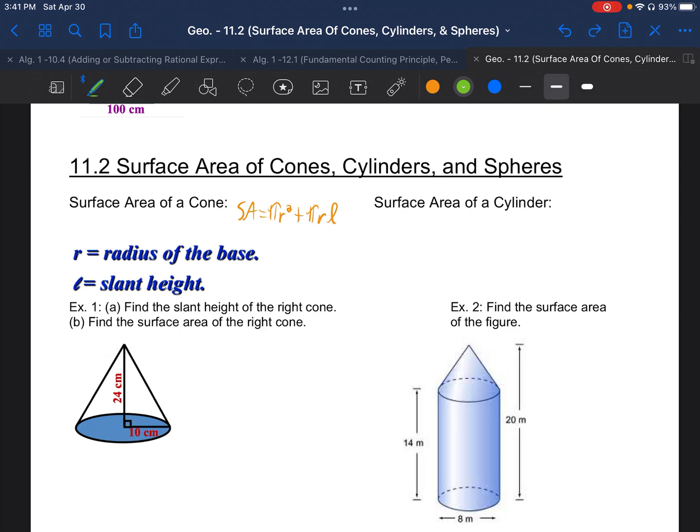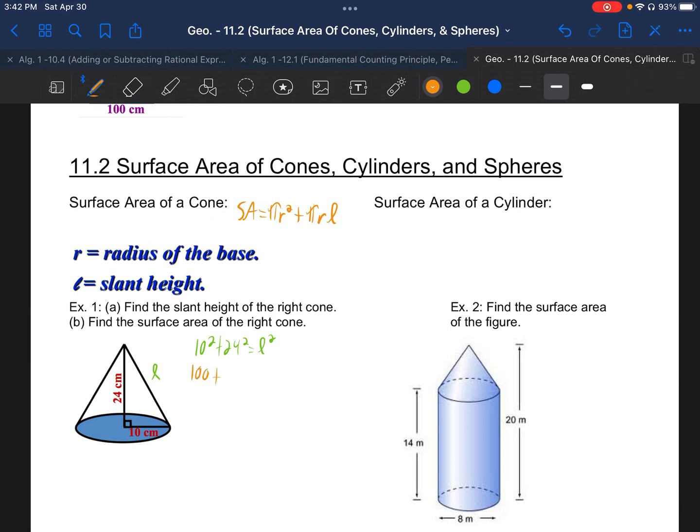And then the pi r times the slant height, L, is going to give us the surface area of the rest of the cone. So on example 1 here, we're supposed to find the slant height of this right cone, meaning the cone has a right angle here, okay? And then we're going to find the surface area of this cone. So the slant height, we see a triangle here, 24, 10, and our slant height L, and it's a right triangle, meaning we can use the Pythagorean Theorem. So we set up 10 squared plus 24 squared in either order is equal to a slant height squared.